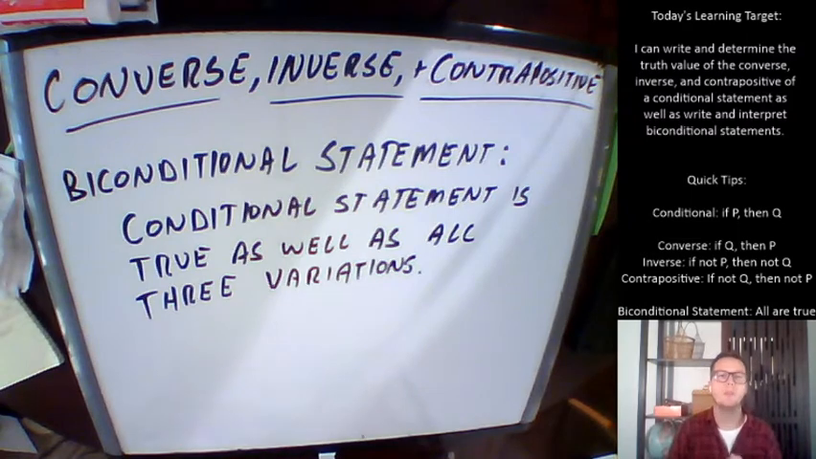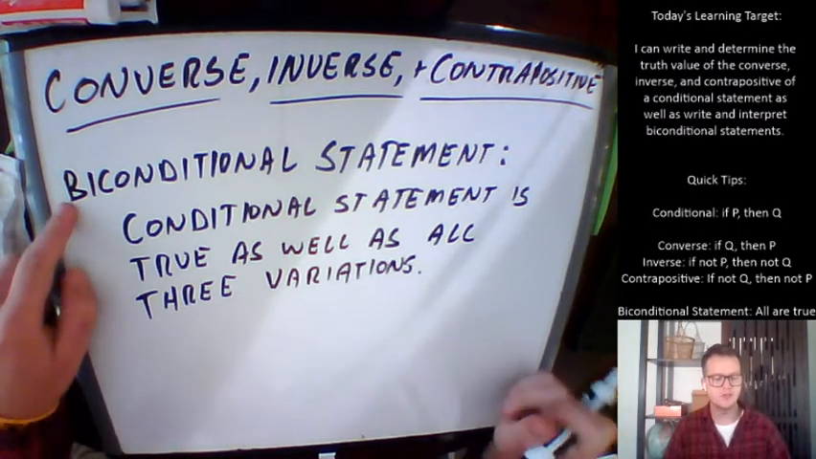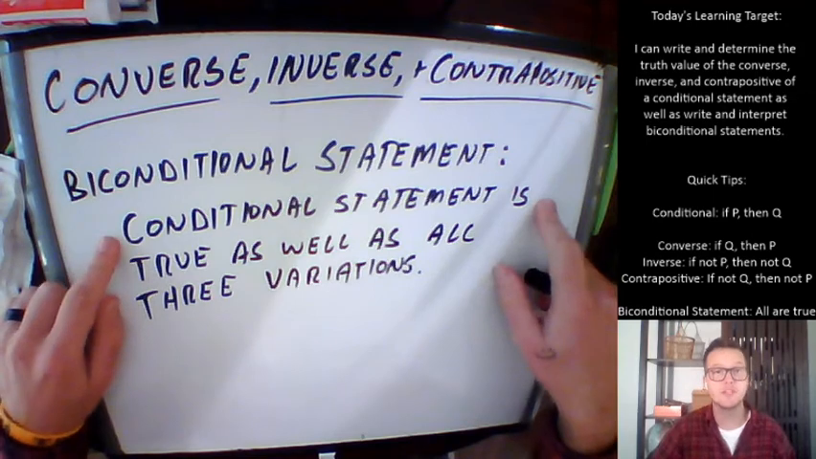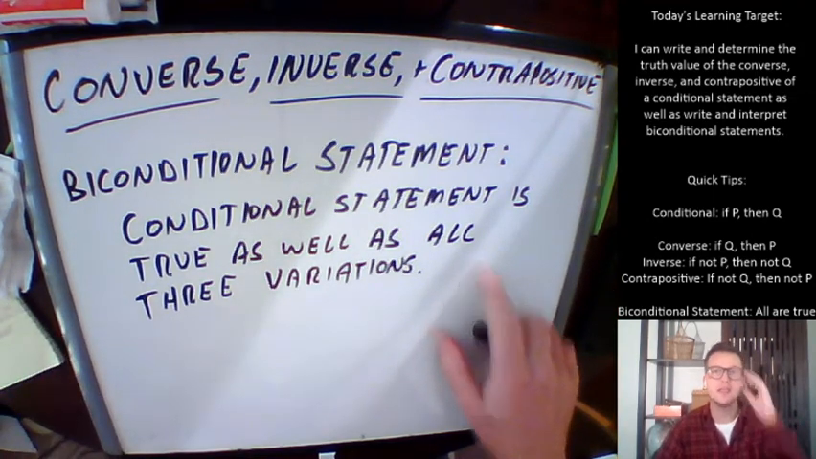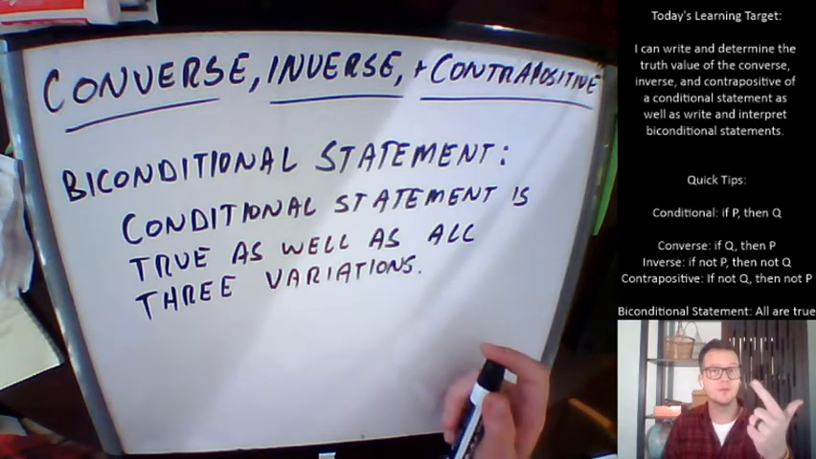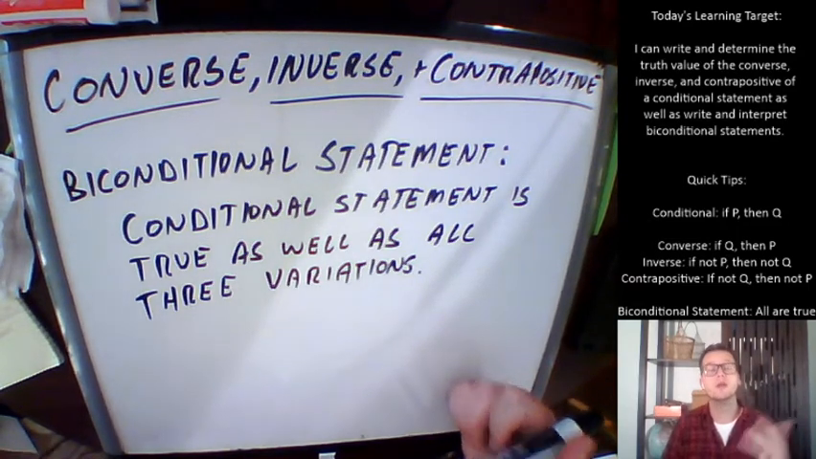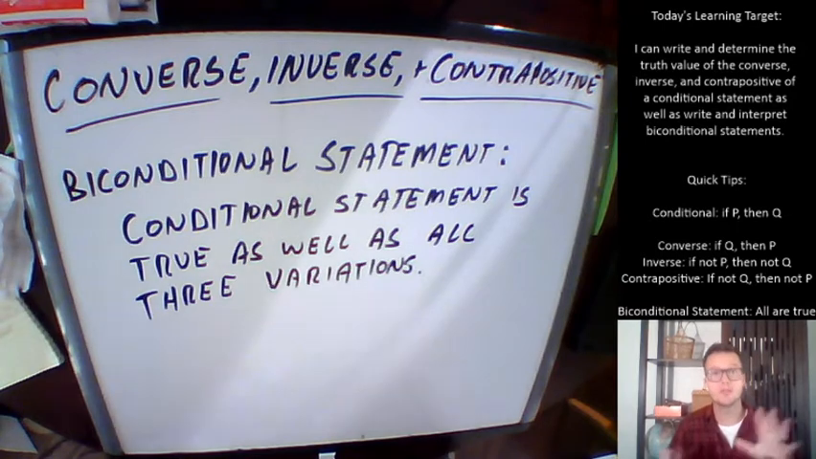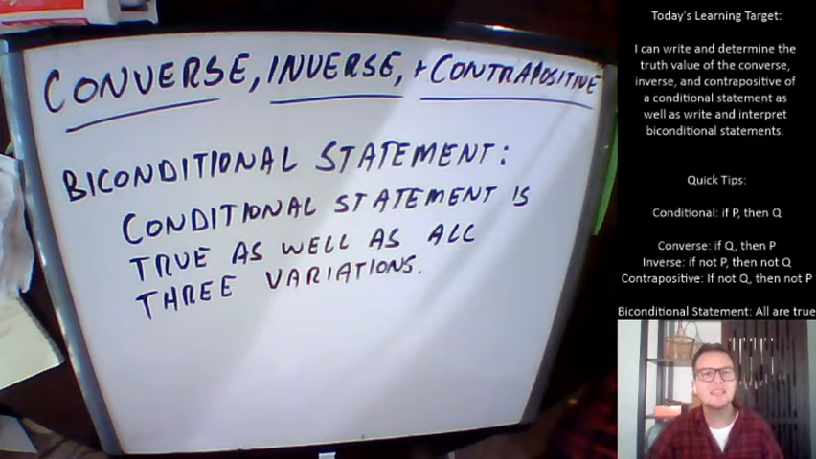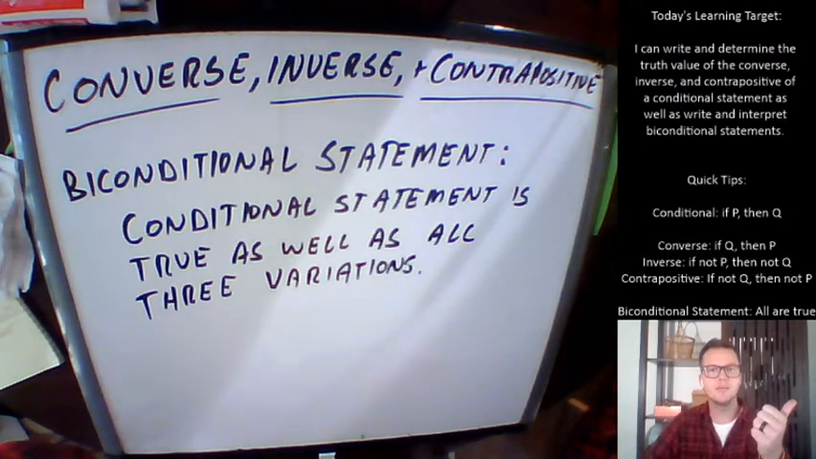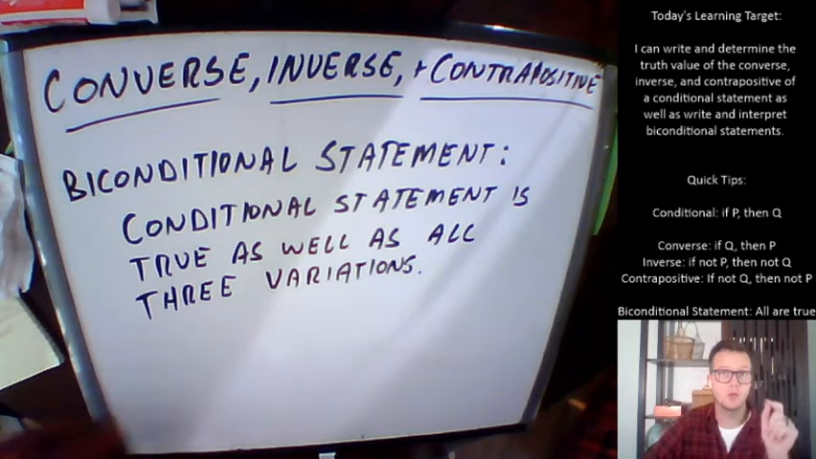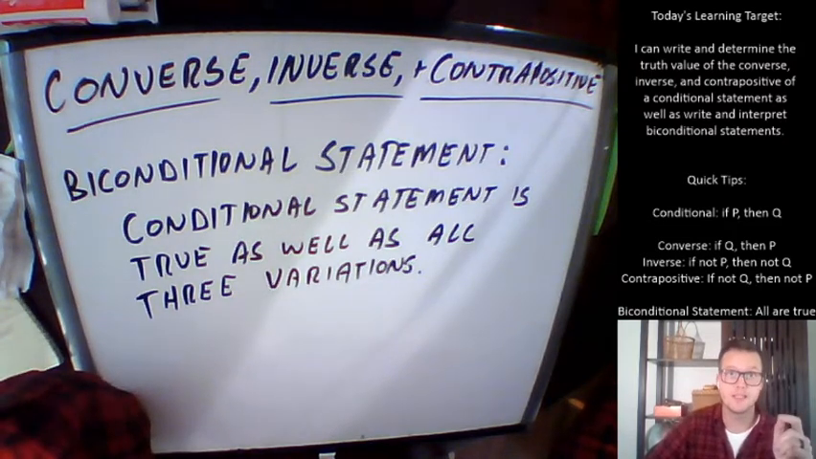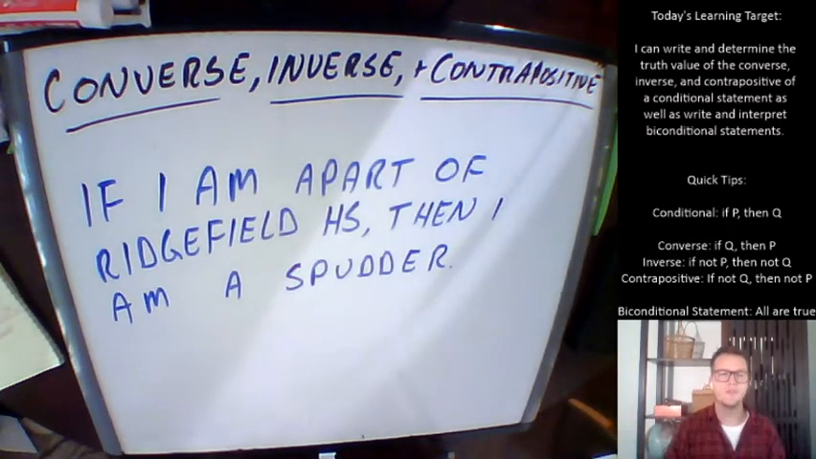Okay, now we're going to talk about biconditional statements. A biconditional statement is one where the conditional statement is true, there are no counterexamples, as well as all three variations. This means that the converse is true, the inverse is true, and the contrapositive is true. This is kind of a tricky thing. We're going to go through an example here shortly, but generally speaking, if the conditional statement is true and the contrapositive is true, more often than not the inverse and the converse are both going to be false. But I'm going to show you an example where that's not the case.